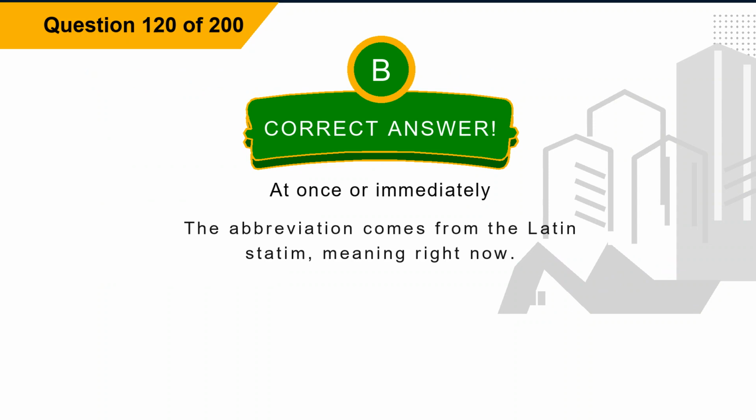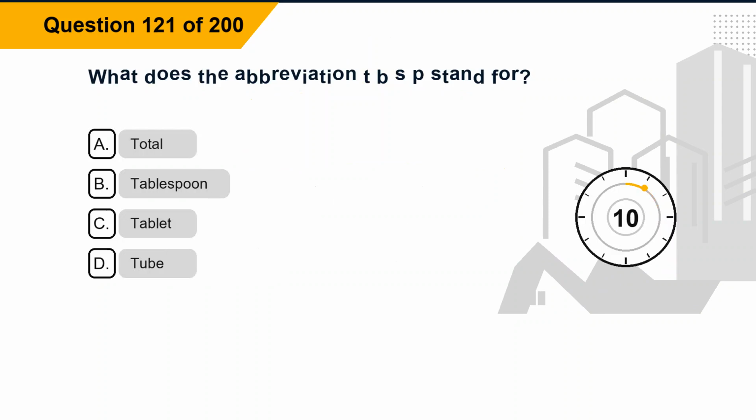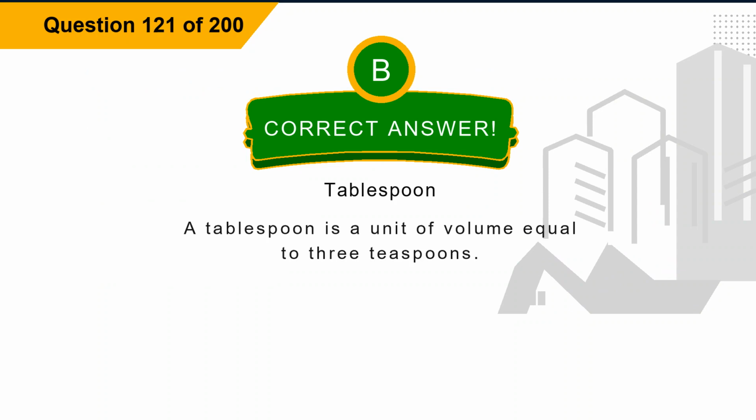Explanation. The abbreviation comes from the Latin statum, meaning right now. Question 121. What does the abbreviation TBSP stand for? Option A, total. Option B, tablespoon. Option C, tablet. Option D, tube. The correct answer is option B, tablespoon. Explanation. A tablespoon is a unit of volume equal to 3 teaspoons.